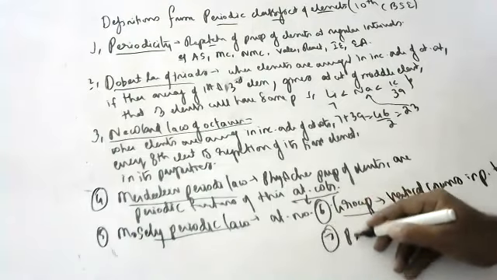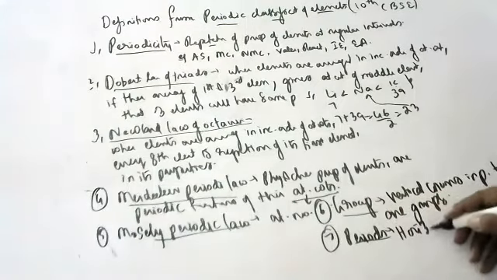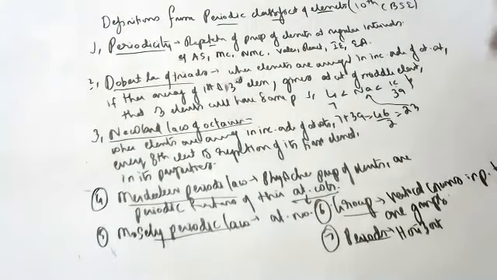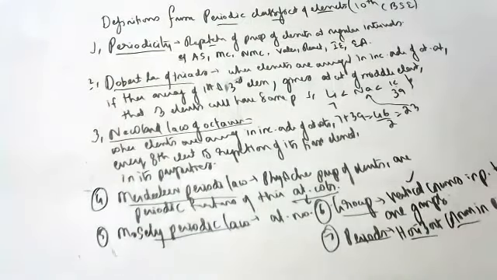Next, periods. What are periods, children? Horizontal columns in the periodic table are called periods. Don't say rows. Vertical columns are called groups. Horizontal columns are called periods. Okay, children.